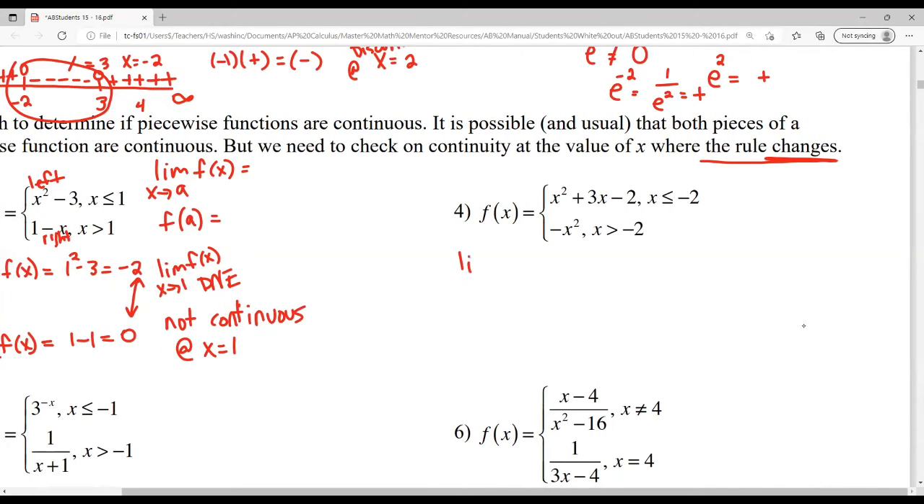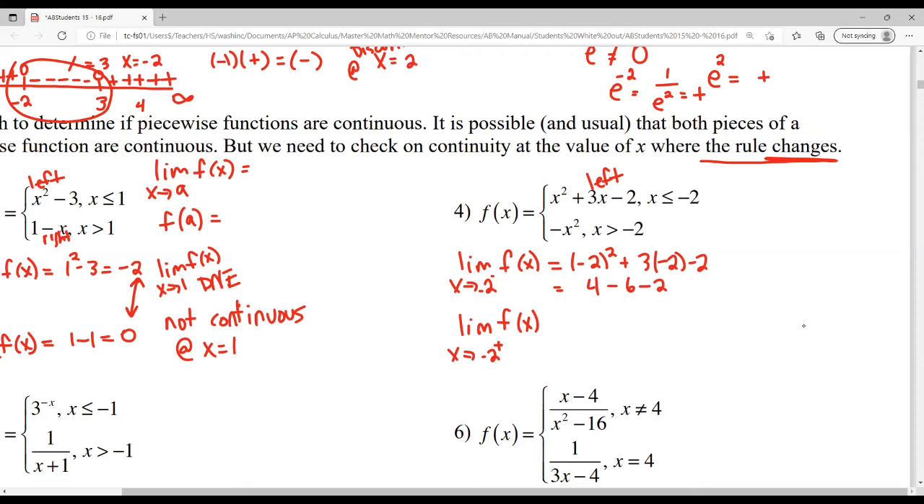Number 4, same idea. We're going to find the limit as x approaches negative 2 from the left, and the limit as x approaches negative 2 from the right. So the left side would be less than negative 2. So we're going to plug negative 2 in there. We get negative 2 squared plus 3 times negative 2 minus 2. That would be equal to 4 minus 6 minus 2. 4 minus 6 is negative 2. And negative 2 minus 2 is negative 4.